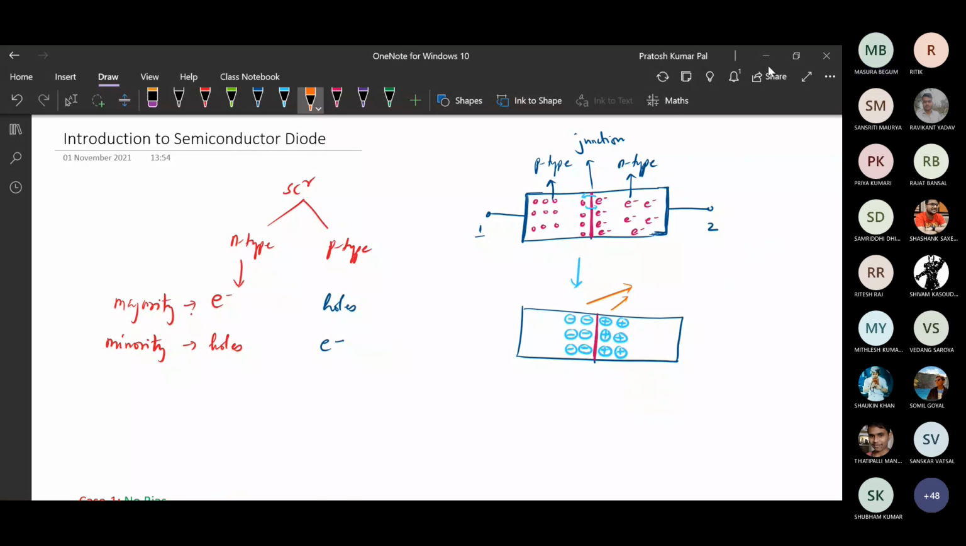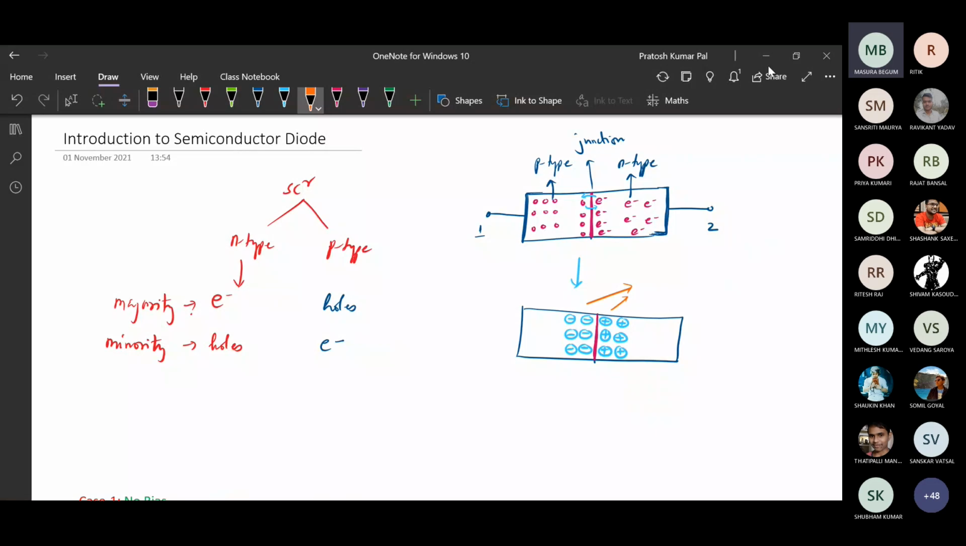So in this region where the immobile charge carriers are present, there will be no free charge carriers. That means in this region there will be no free charge carriers, either holes or electrons available. So these regions are called the depletion region.